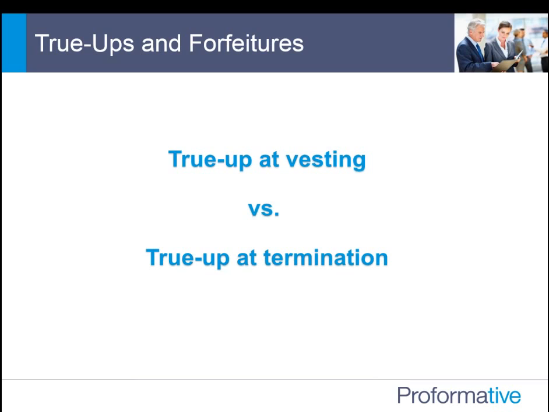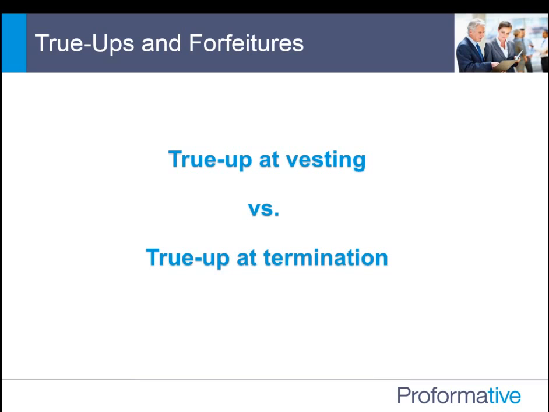The next is true-up at vesting versus true-up at termination. So when should you true-up your share accounting? Well, at vesting time, or static, or at termination, which is dynamic. So when you true-up at vesting, your forfeiture rate stays the same over the service period, and the forfeited grants remain on the accrual reports until after the final vesting date. So that complies with ASC 718, and it's easy to manage.